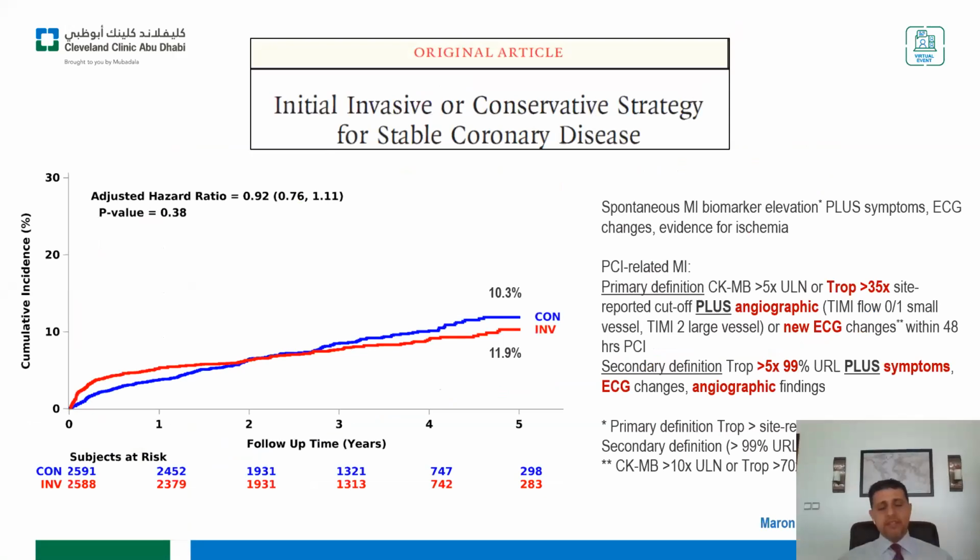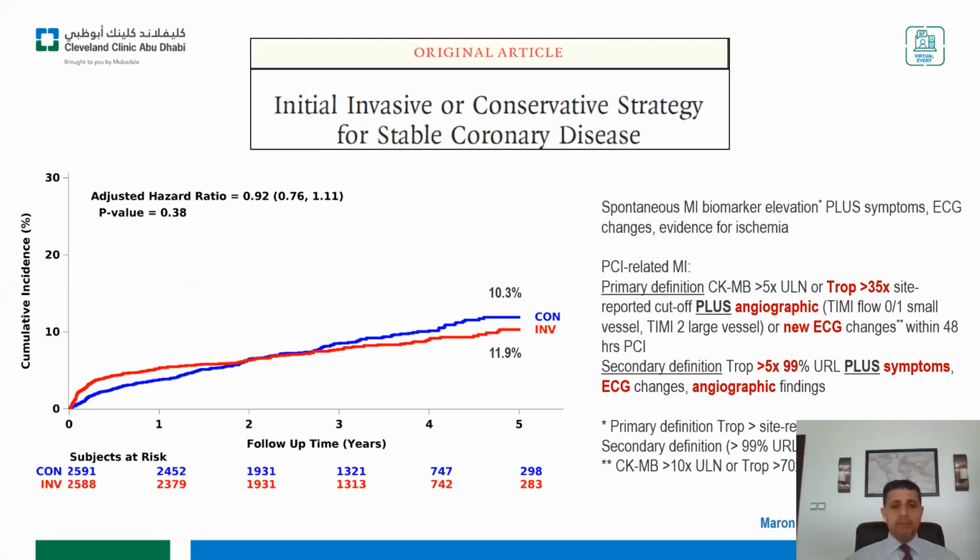It turns out that this difference was driven by the difference in myocardial infarction, such that peri-procedural myocardial infarctions were more common in patients in the invasive strategy early on, which was balanced by an increase in risk of spontaneous myocardial infarction in patients in the conservative arm.